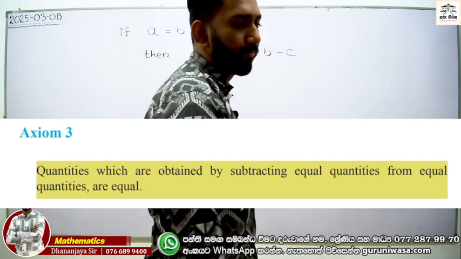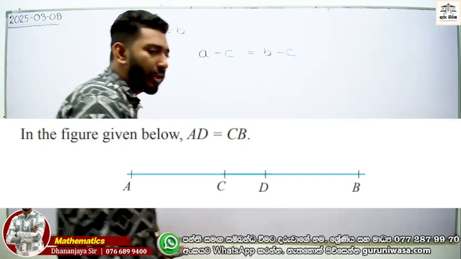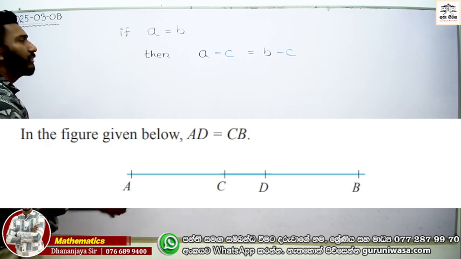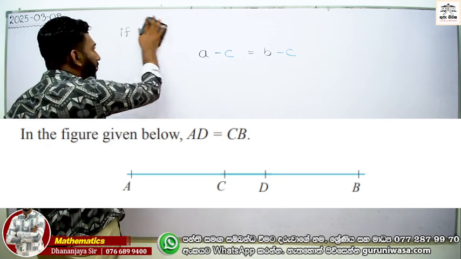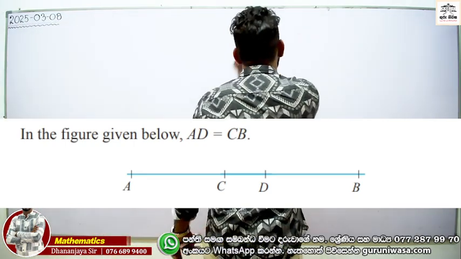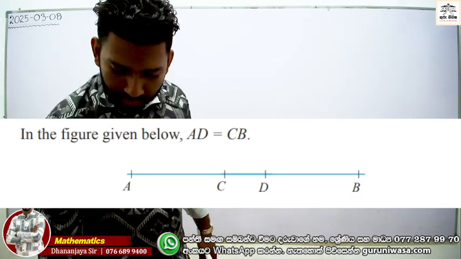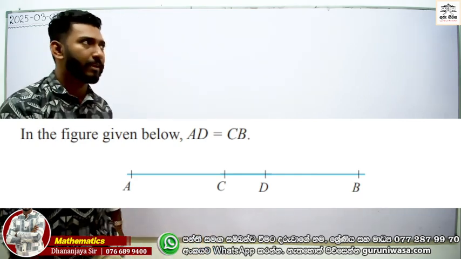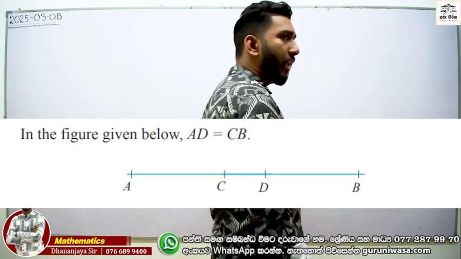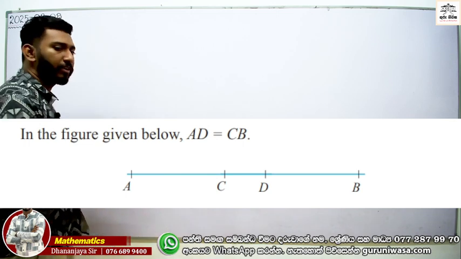Right. Now I am going to discuss an example. Now look at this. In the figure given below, AD equals CB. Right? Everyone, for example number 1, draw this one. Draw the figure. Hurry up.